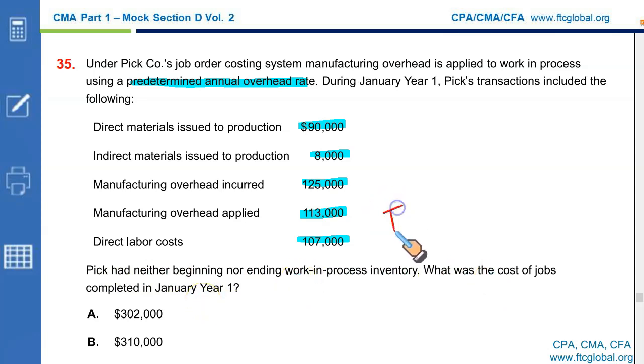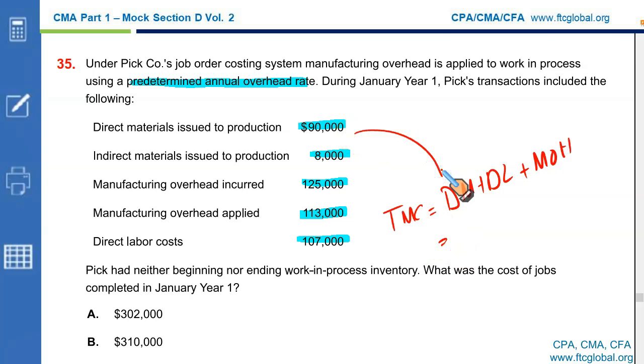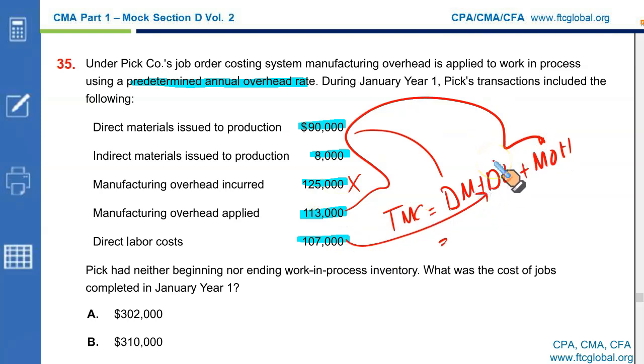So in other words, you have to calculate the total manufacturing cost, which is equal to the cost of material used, labor incurred, plus manufacturing overhead applied. And you have all of these here. This is the direct material. This is the manufacturing overhead applied. Remember, applied is taken. When both are given, you take applied. And you also have the direct labor cost. Just plug in these numbers. 90 plus 113 plus 107 gives you $310,000. And that's your total cost of the jobs completed. And that's B.